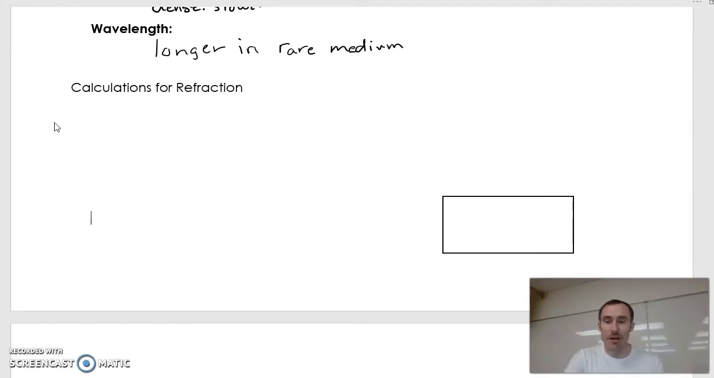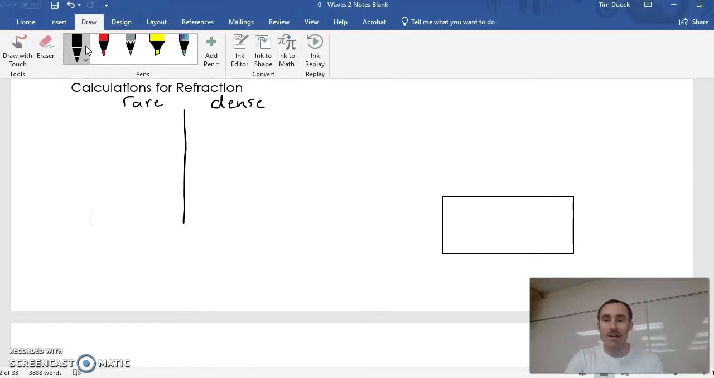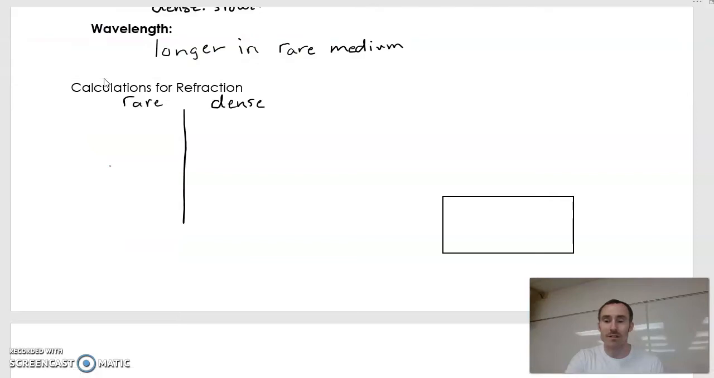So let's just take a quick look at a diagram. This is a boundary between a rare medium and a dense medium. Let's say that this one is rare and this one is dense. And then we're going to have some waves moving toward that boundary. So here's wave front number 1, wave front number 2, wave front number 3, etc.